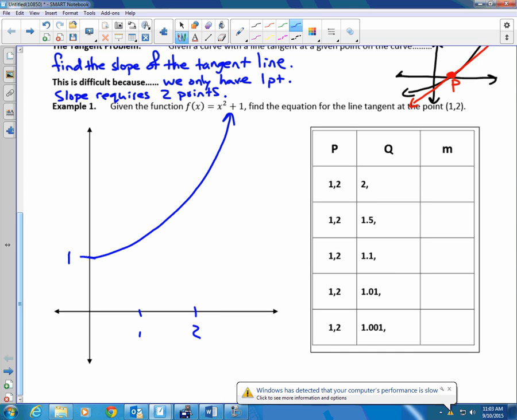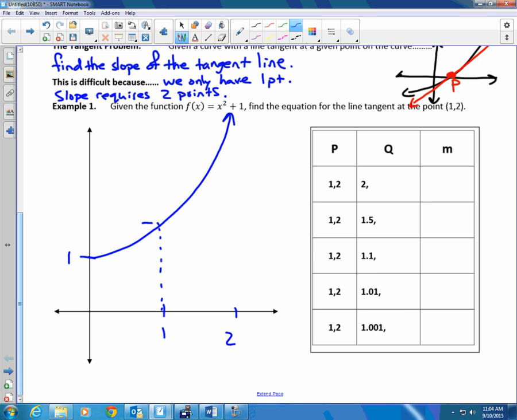Okay. And I'm going to move it over a little bit just so it looks a little bit better. And at 1, it has a y value of 2. Very good. And we'll call that point P. And we have a line running tangent at point P. Great. We want to find the slope of that line.